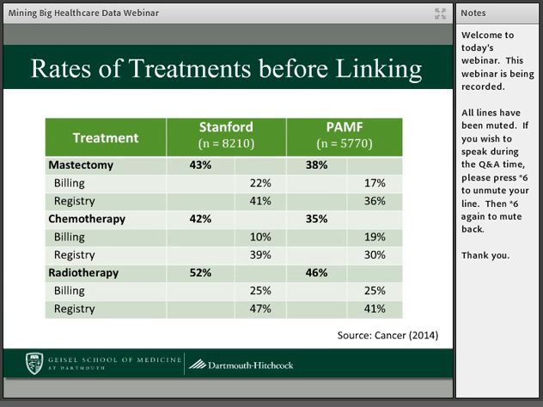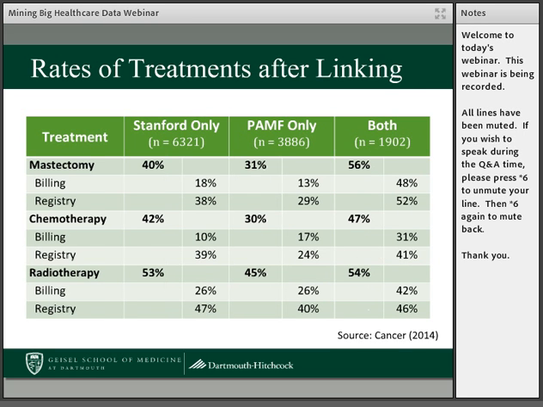Now you can see the registrar is not complete, because their rate is still slightly less than the total rate, which is the integrated truth from both the billing and registry. So the 43%, for example, reflects whether the patient received mastectomy based on billing or registry at Stanford, and 38% based on billing or registry at PAMP. So now we can see the rates compared to this. And now we're going to link the data and see what happens with patients between these two sites.